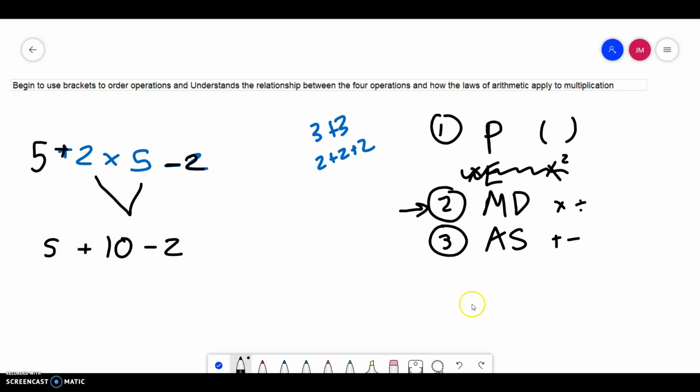What do I do next? Well, whichever one comes first. There's a reason that the addition and subtraction are on the same level, because it's whichever one comes first. 5 plus 10 is 15. 15 minus 2 is 13.